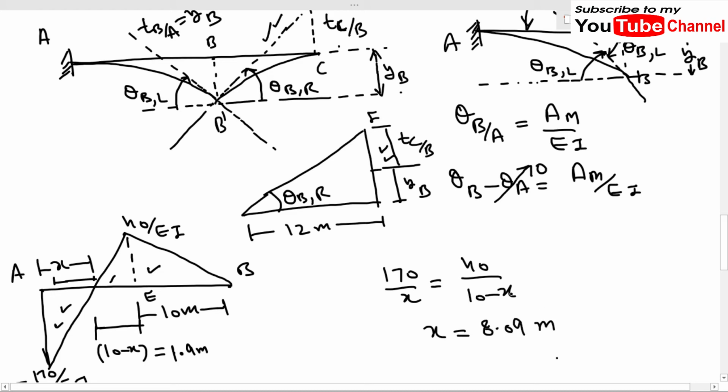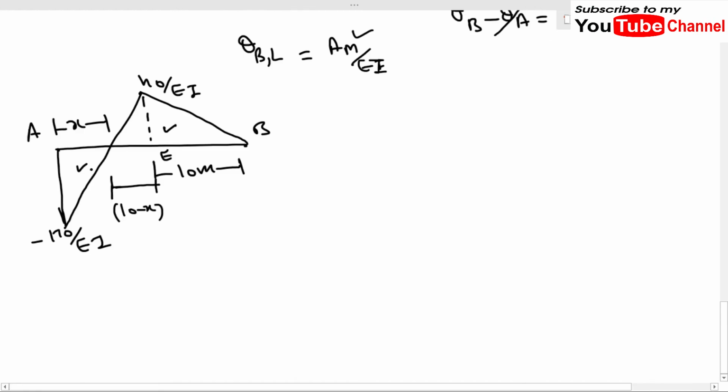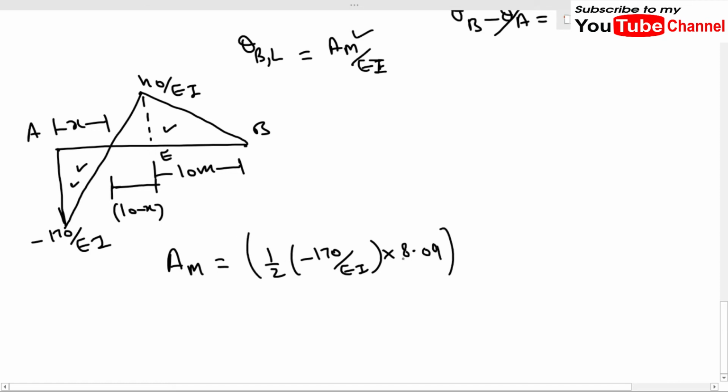Now we can find the value of AM very easily. So AM will be equal to 1 by 2 times minus 170 upon EI for this triangle, multiplied by x, where x is 8.09, plus 1 by 2 into 40 upon EI multiplied by the base, and this value will be 10 plus 10 minus 8.09.